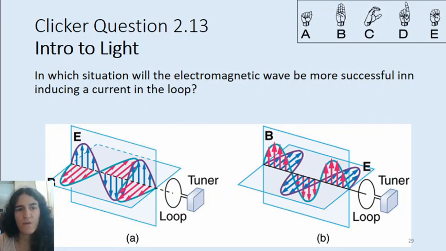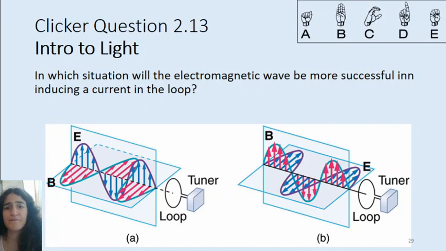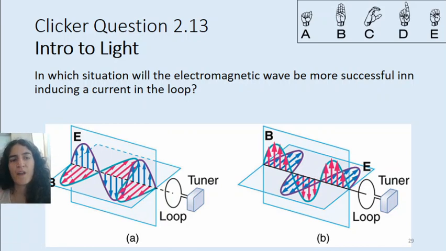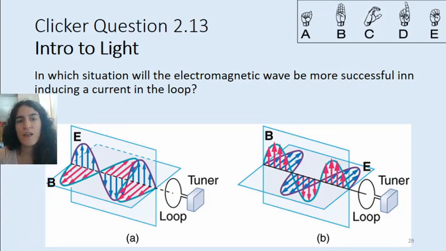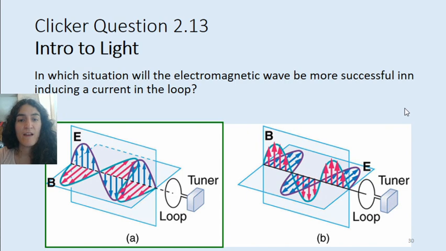Hopefully you've noticed that in this picture, the magnetic field is positioned to move in and out of this loop, and here the electric field is moving in and out of the loop. So in which situation would we have a current induced in the antenna? Would it be here or here? Okay, hopefully you've decided that the right answer here is also A, right?